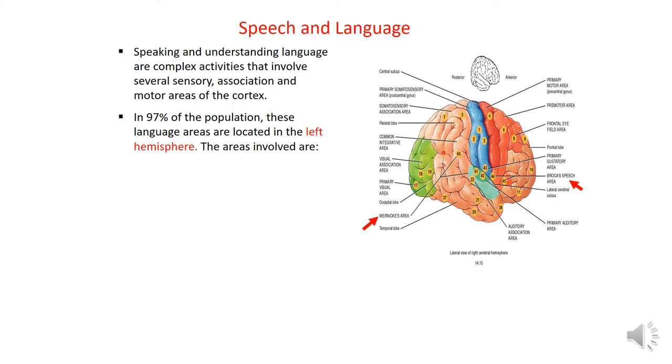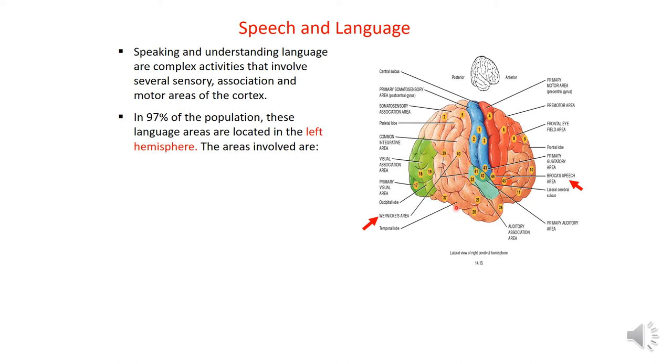This Wernicke's area is the area of the higher intellectual function. This area is going to produce what? How you are going to respond? Are you going to respond by speaking or by writing?